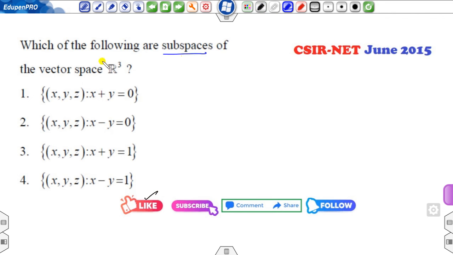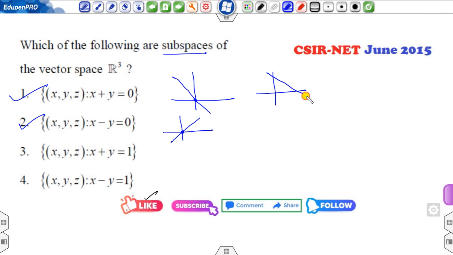Which of the following are subspaces? You can draw it graphically. x plus y is equal to 0, which passes through the origin? Yes, it's a subspace. Second one, x minus y is equal to 0. It passes through the origin? Yes, it's a subspace. Third one, x plus y is equal to 1. It is not passing through the origin. Is it passing? No, it is not a subspace.